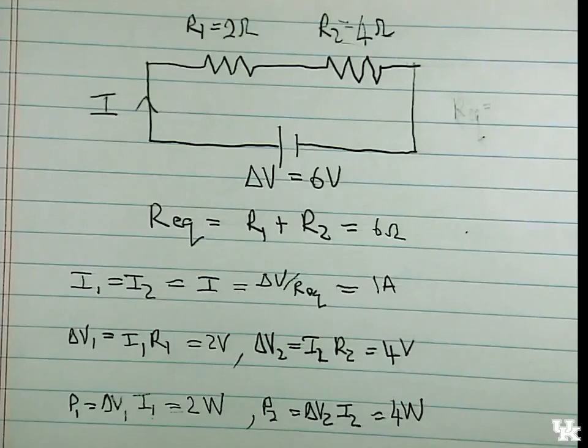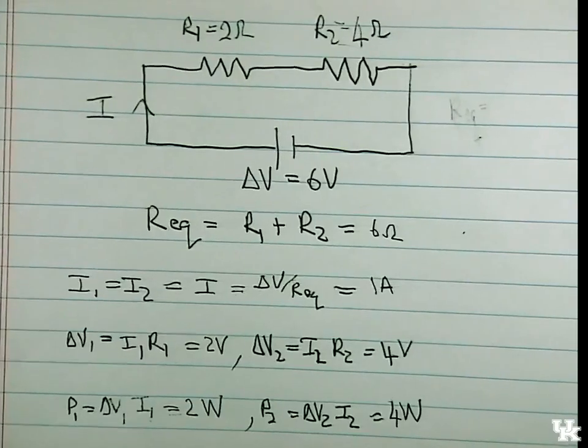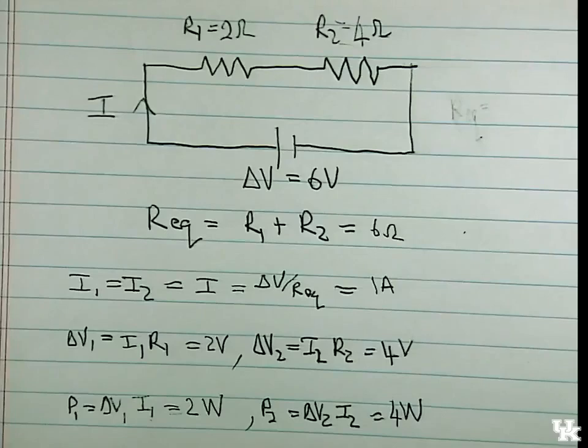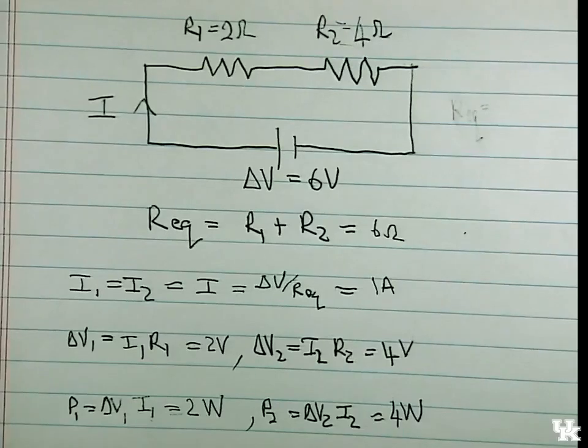So that's good news. We're conserving energy. We didn't destroy any energy. We didn't create any energy. The energy that was supplied by the battery was dissipated into heat, kinetic energy, by the resistors. Okay.